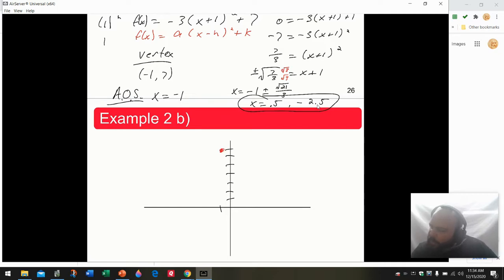And then we need to graph the x-intercepts. Now the x-intercepts we figured out were at about 0.5, which is right there, and then -2.5, which is right there. And so now the last thing to do would be to connect these points down like this. And you can see that this is indeed a parabola that opens upside down.